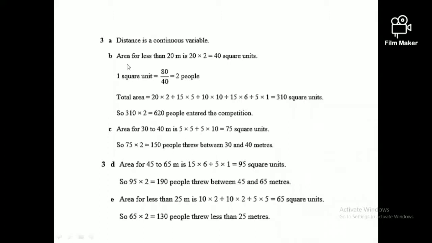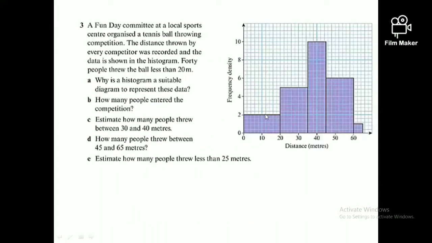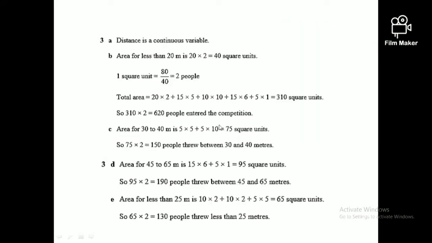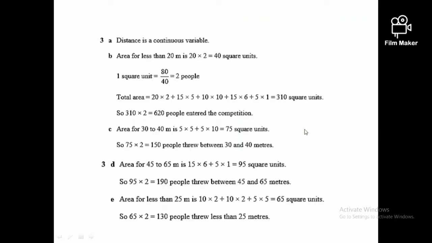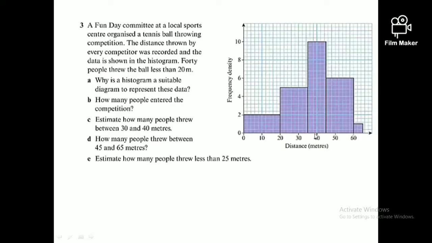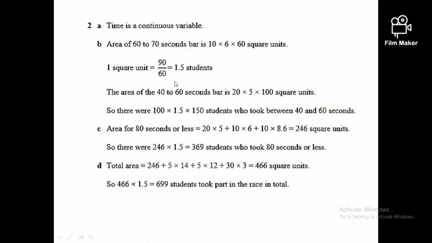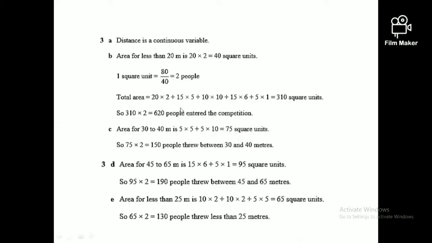Here the area of this is already 2 people. So you can say the total area, let's see, 20 into 2. Next one is 15 into 5. Here this is 15 from here to here and the height is 5. Then again 10 into 10. So in that case, you can work out the total area: 20 into 2, 15 into 5, 10 into 10, 15 into 6, and 5 into 1. Let's see whether this is correct.